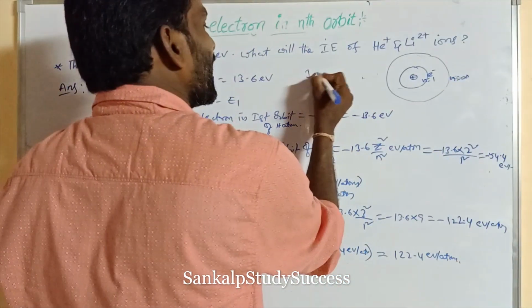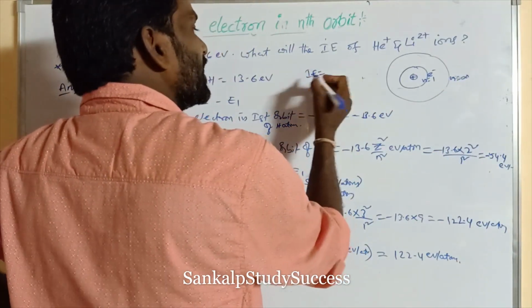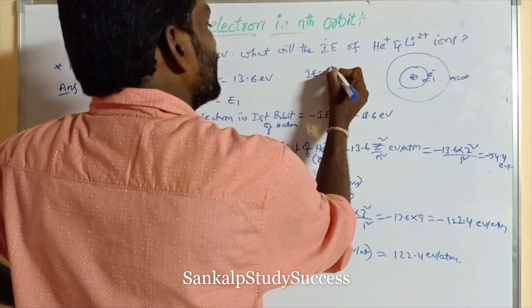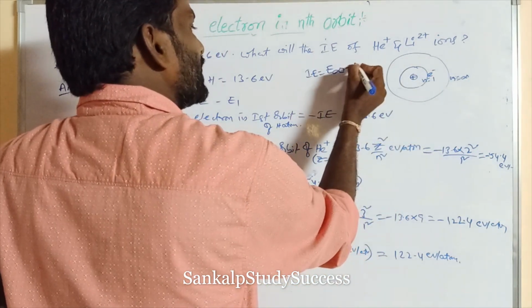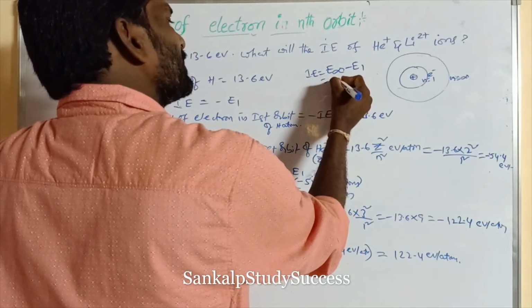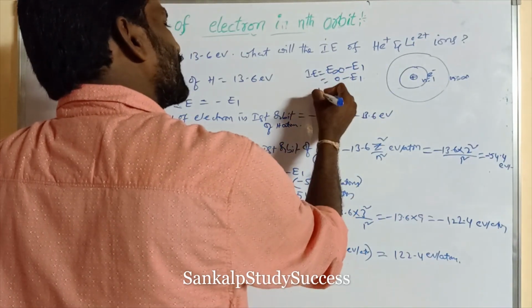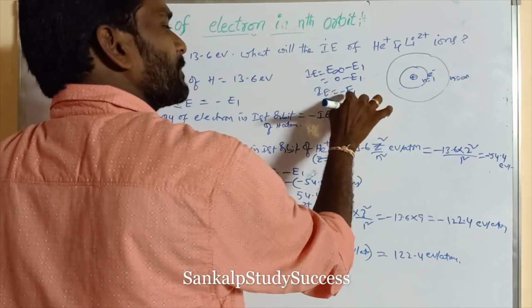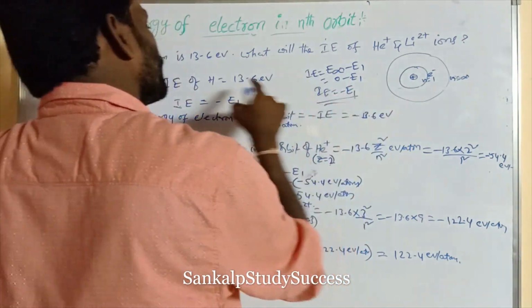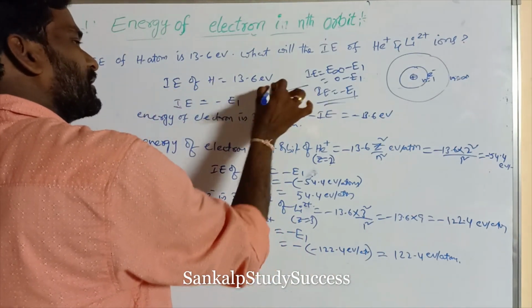That means logically ionization energy can be taken as E infinity minus E1, higher energy level minus lower energy level. So E infinity is 0, giving minus of E1. So IE is equal to minus E1, where E1 is the energy of electron in the first orbit. This is the formula, right?